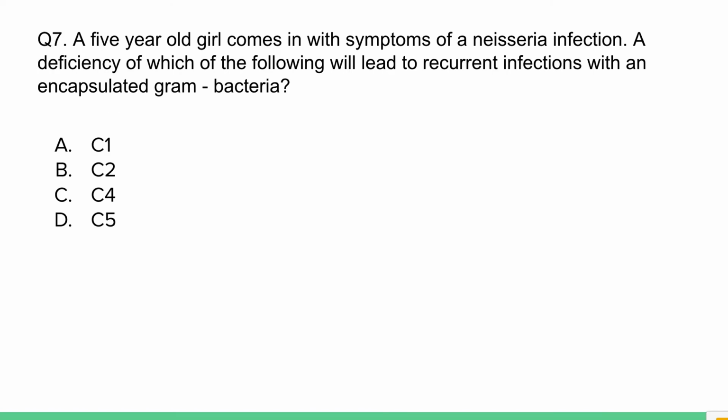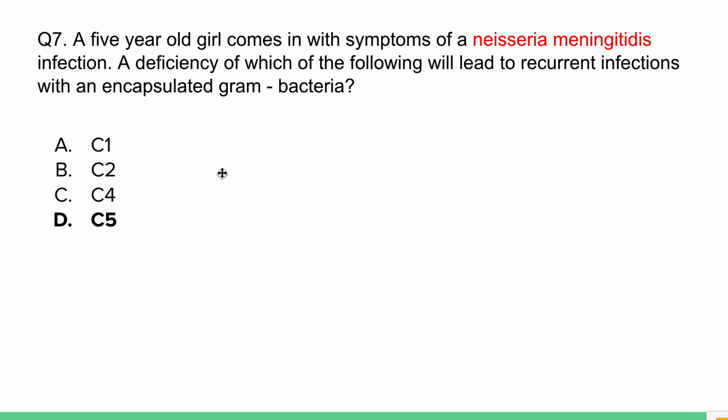I believe this is the last one. A 5-year-old girl comes in with symptoms of Neisseria infection. Deficiency of which of the following will lead to recurrent infections with an encapsulated gram-negative bacteria? This is, I believe, a really high yield question in terms of step prep. So a young girl who's getting repetitive Neisseria meningitis infections, and the answer is C5.